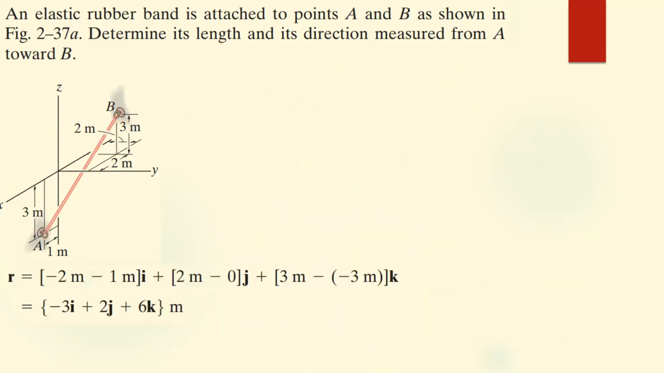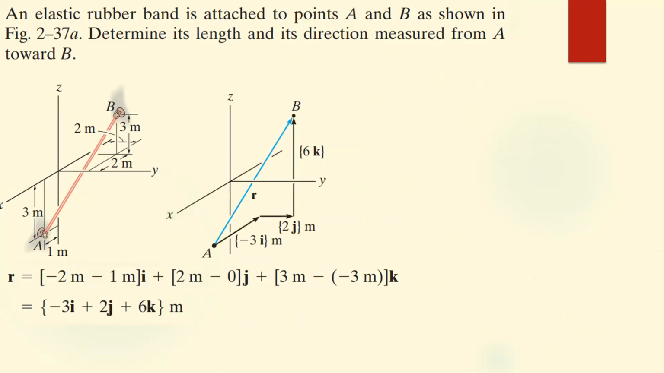So let me just show you what I was solving. This is exactly what we found. And then that is the direction, this is the magnitude, the magnitude or the length of the rubber band. So it's written in terms of the position vector R.